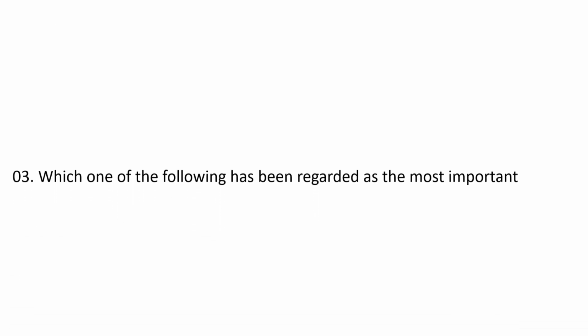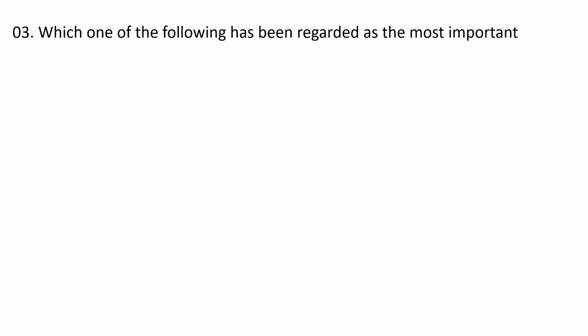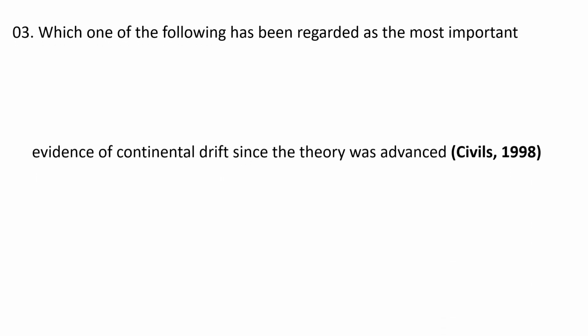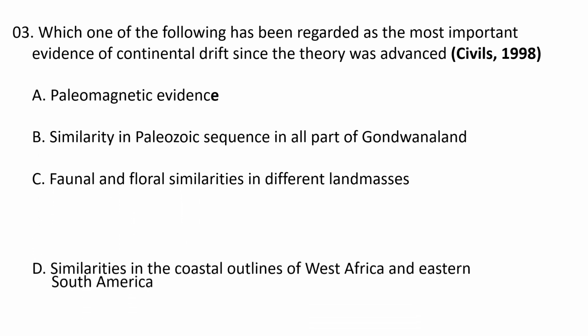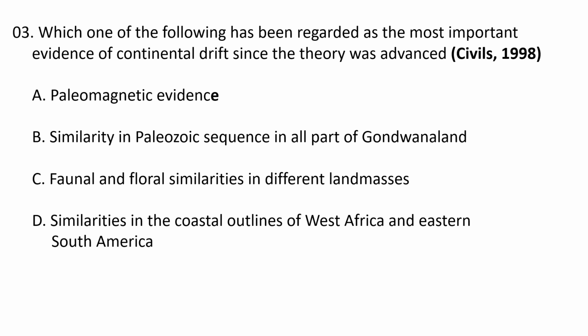Third question. Which one of the following has been regarded as the most important evidence of the continental drift since the theory was advanced? A. Paleomagnetic evidence, B. Similarity in Paleozoic sequence in all parts of Gondwanaland, C. Faunal and floral similarities in different land masses, and D. Similarities in the coastal outlines of West Africa and Eastern South America. So the correct answer is paleomagnetic evidence, A.